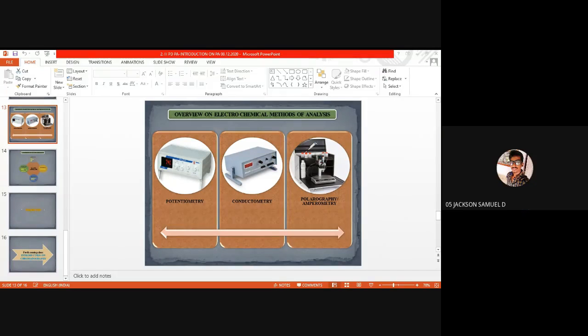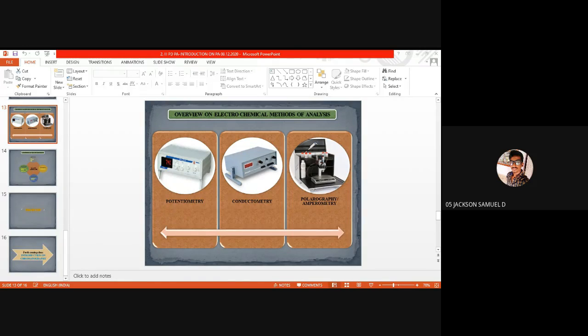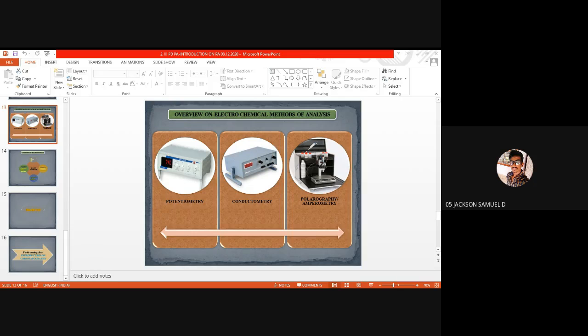Yes, Jackson. Say about the types of spectroscopy. Absorption spectroscopy, emission spectroscopy, ma'am. In absorption, UV visible and atomic absorption spectroscopy, and in emission, fluorimetry and flame emission spectroscopy, ma'am.